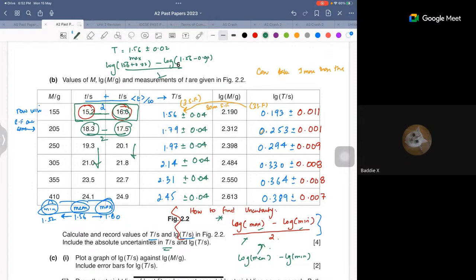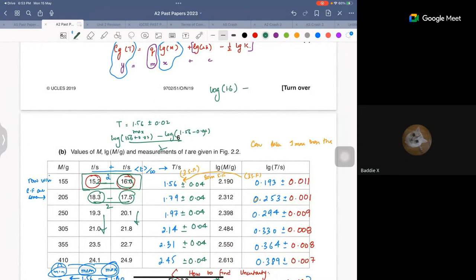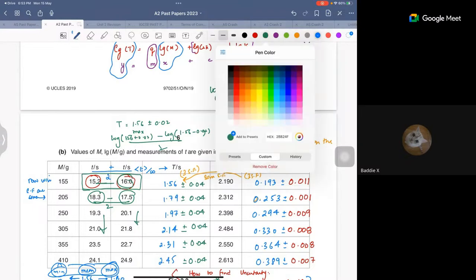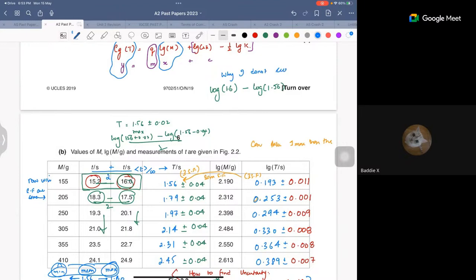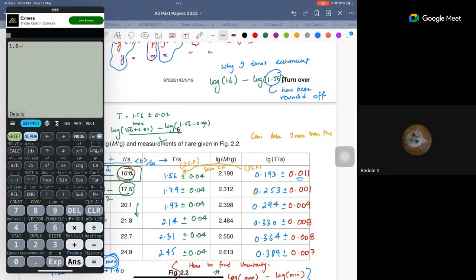Yes, you can do that. Yes, that is correct. But I would not recommend doing log of 1.6 minus log of 1.56, because this value has been rounded off, which means there might be some portion of uncertainty again, because it's not the exact value. When we found this, you guys should remember, we did 1.6 plus 1.52 and then divided by 2, so we got this value. If this is exact, you can obviously use this value, but sometimes it's not, so that's not recommended.